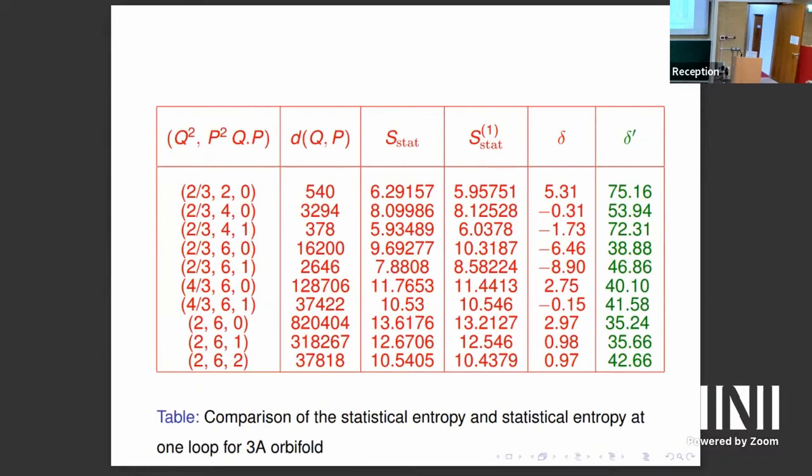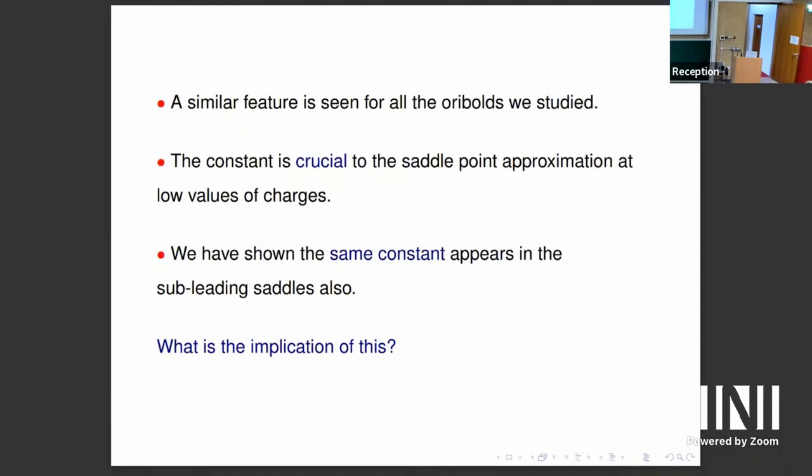We have done it for all the cases where we have an explicit construction of the twisted elliptic genus, and we have tested it. A similar feature was seen for all the orbifolds. It's crucial for the saddle point approximation to agree at low values of charges. And we have shown that the same constant appears in the subleading saddle points.